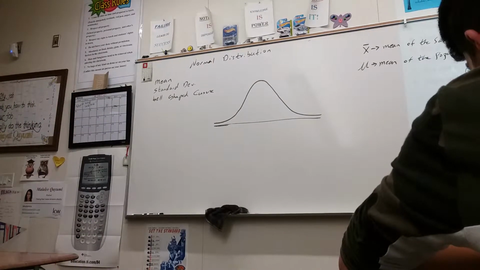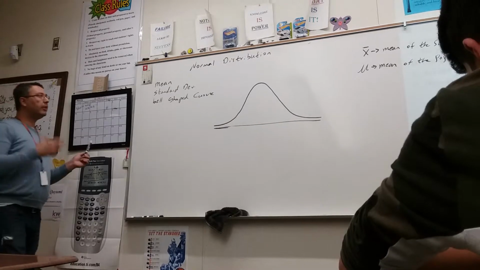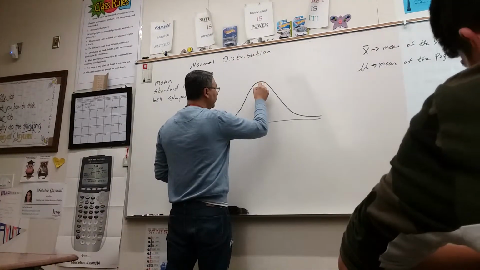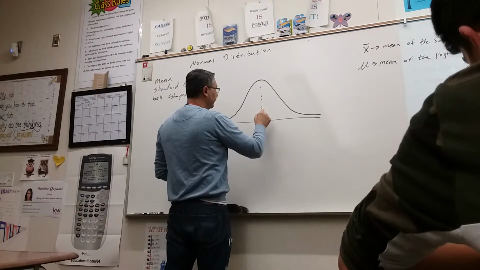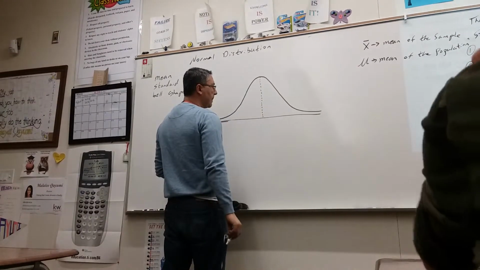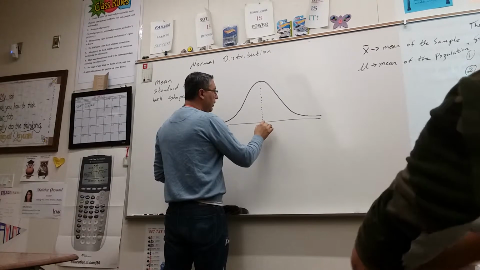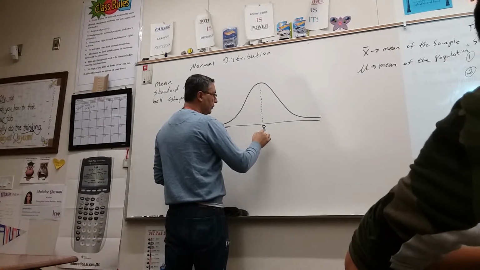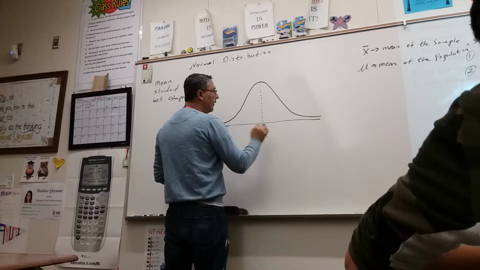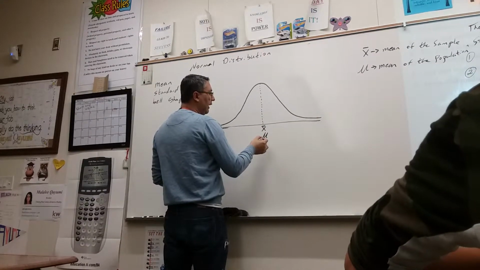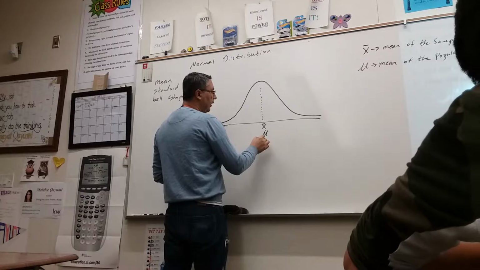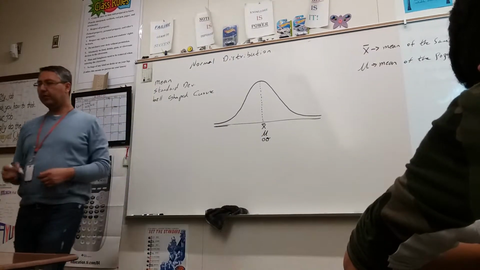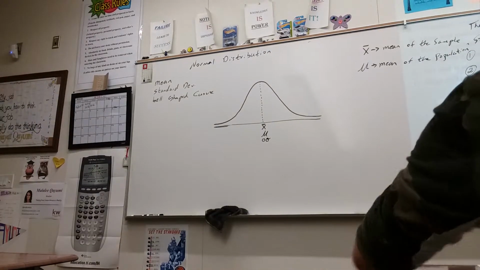So, here's what happens when we put these things together. Right in the center, that is your mean. Sometimes you'll see it as x bar. Sometimes you'll see it as mu. And then also that means it's 0 standard deviation. Okay? 0 sigma, 0 standard deviation.